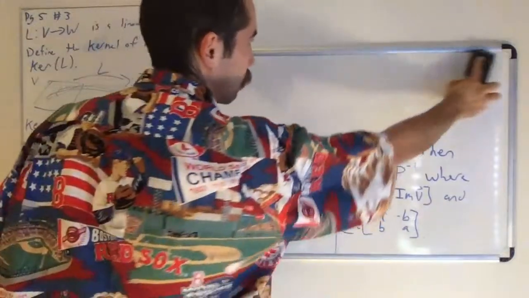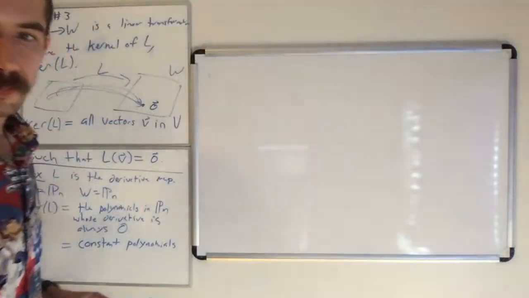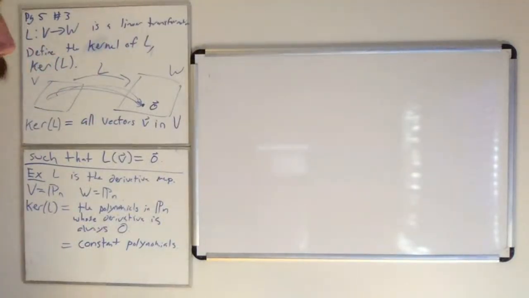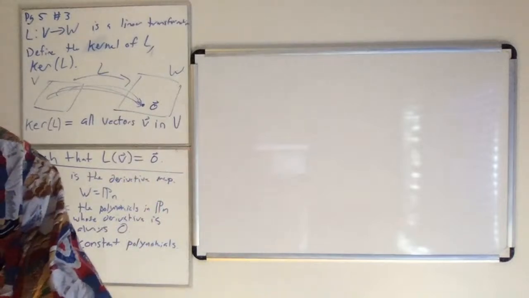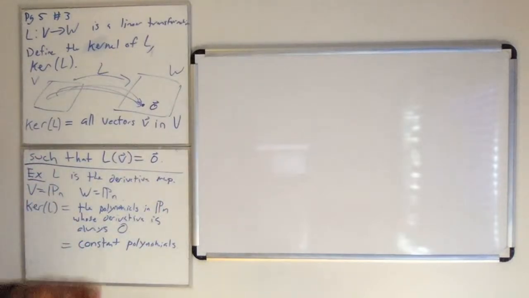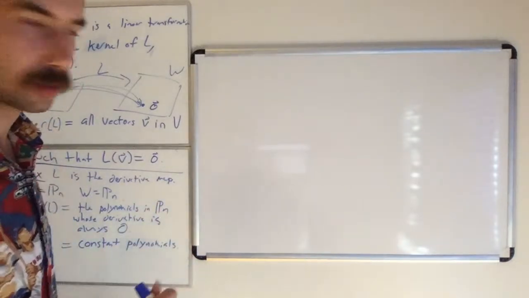Okay, so the next question was prove that the kernel of L is a subspace. And we'll do it using the 3 properties. So what 3 properties need to be satisfied in order to show something is a subspace?